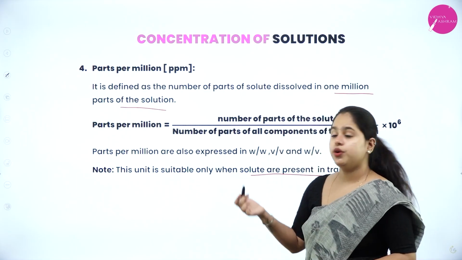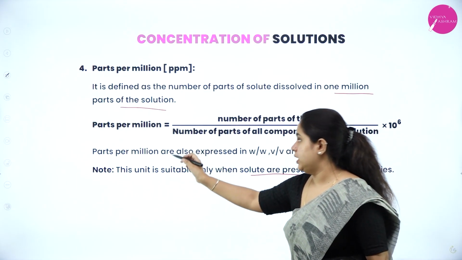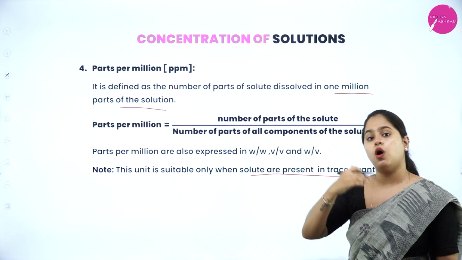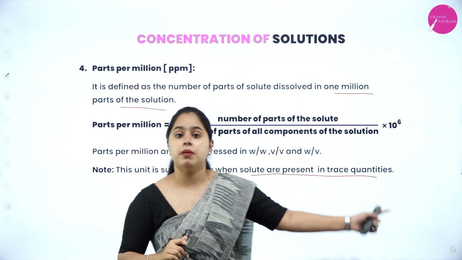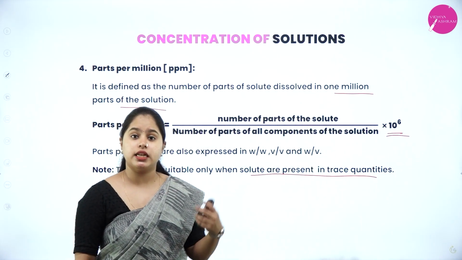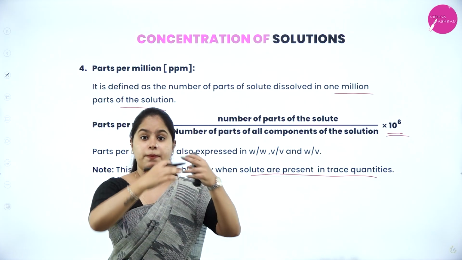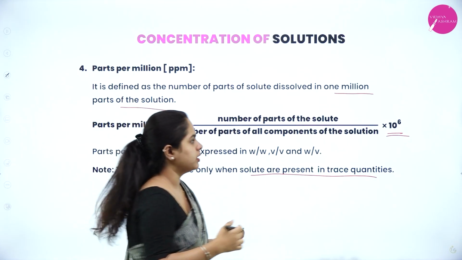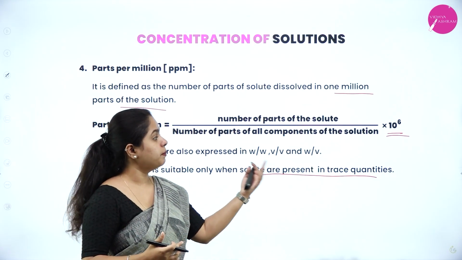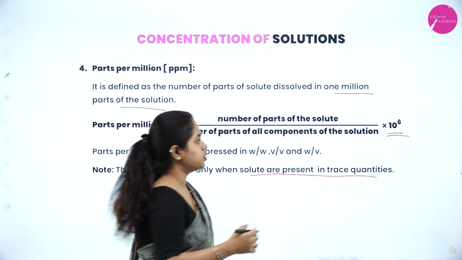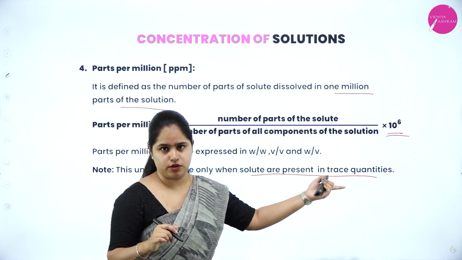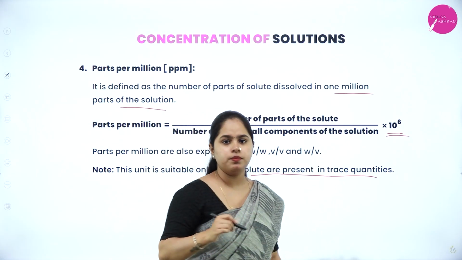Yes. So how do you calculate parts per million? It is equal to the number of parts of the solute by total number of parts of all components in the solution multiplied by 10 to the power 6. It is the number of parts of solute present in 1 million parts of solution, right? So it will be into 10 to the power 6, not 100. You have to be very careful with that. Yes, it is 10 to the power 6.